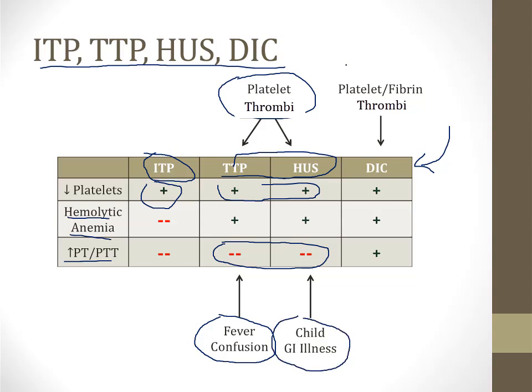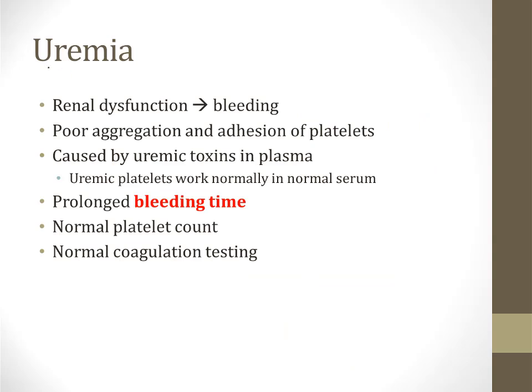And then finally, in DIC, you have diffuse thrombi forming that contain both platelets and fibrin. For this reason, you will consume platelets, their levels will be low. You will consume coagulation factors, the PT and PTT will be prolonged, and you will also have evidence of hemolytic anemia. Another cause of platelet dysfunction is uremia.